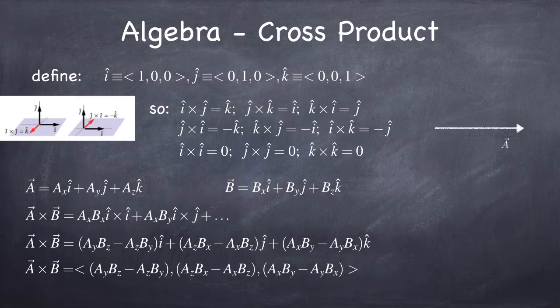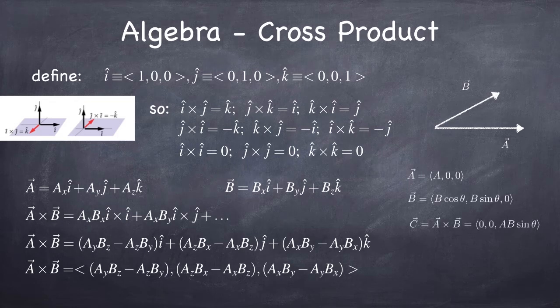The other thing I wanted to point out is about the magnitude of the cross product. Let's say I have a vector A and a vector B. Let's imagine that we pick our coordinate system in which A is in the x direction and B is in the x and y direction. So B is going to have an x component of B cosine theta and a y component of B sine theta. Theta is the angle between A and B. Then the cross product, using that recipe that we just worked out, has only a z component, which happens to be equal to A B sine theta.